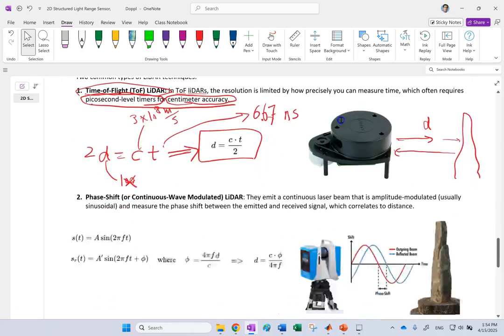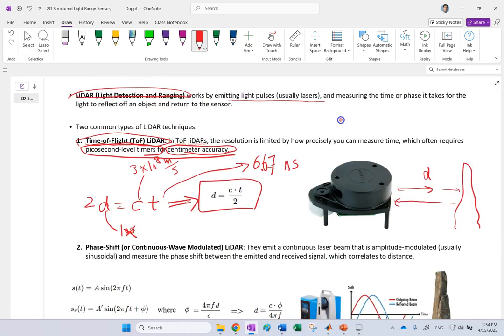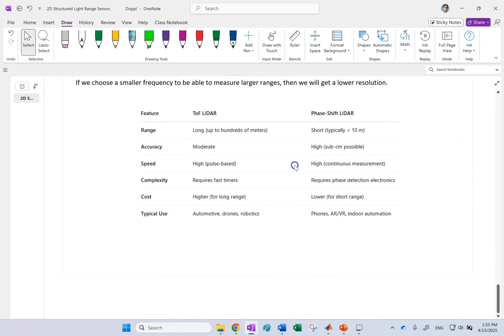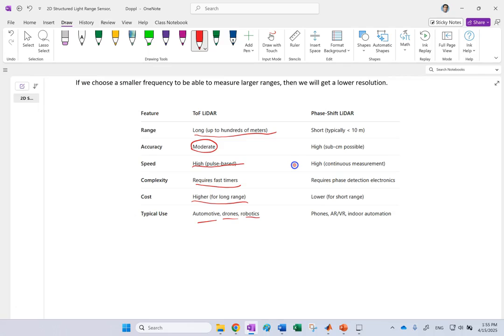We'll talk a little more about it, but although these guys have a good total detection range, their accuracy is limited by the circuit they have. So their accuracy is moderate, although they can measure up to a few hundred meters. Their speed is, of course, very fast. But since they need very fast timers, they are complex and quite costly, okay? But we can use them in robotics, in drones, and in automotives.